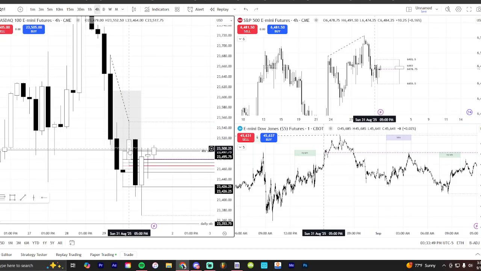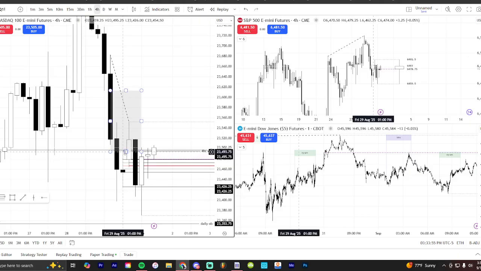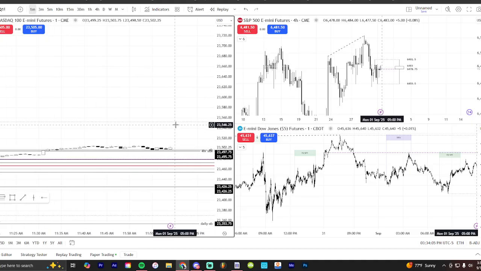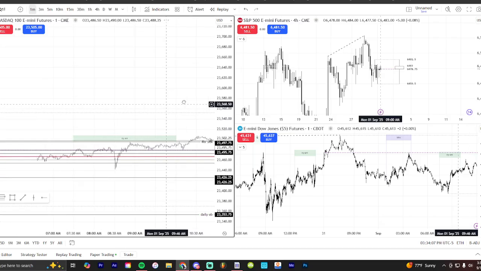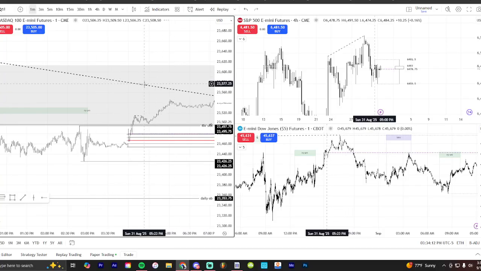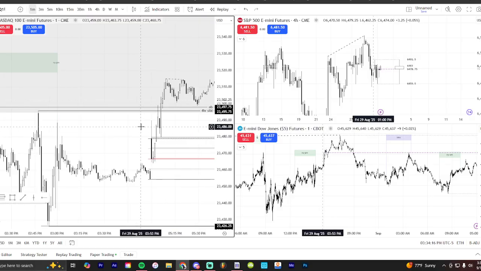Tags into the 4-hour SIBI that was created on Friday. I'm looking for price on Asia session to take out this high that's creating the 4-hour order block as a form of internal manipulation. And that's pretty much what we got on open, right? Right into open, I got exactly what I was looking for. Internal manipulation.